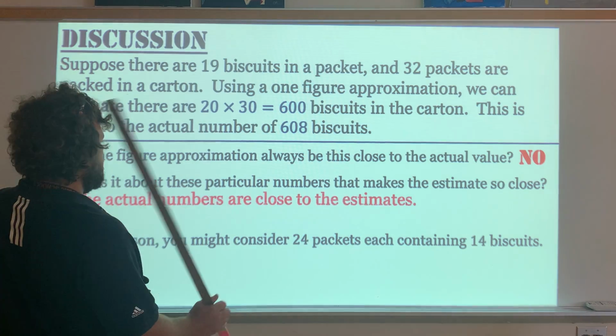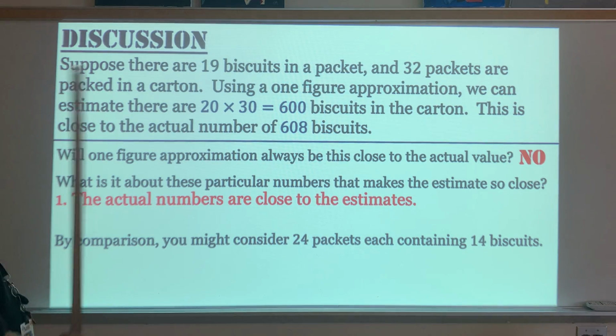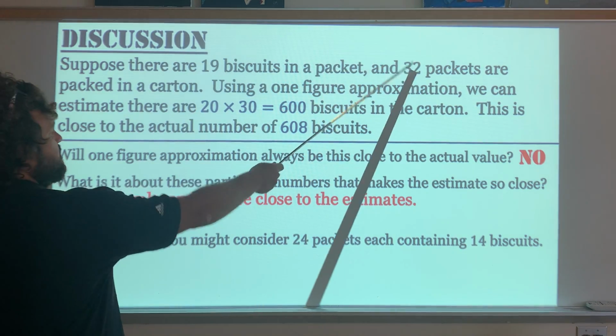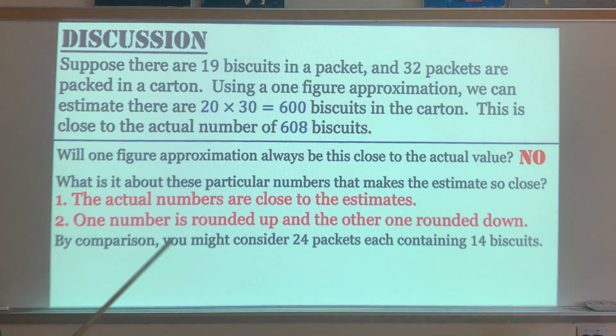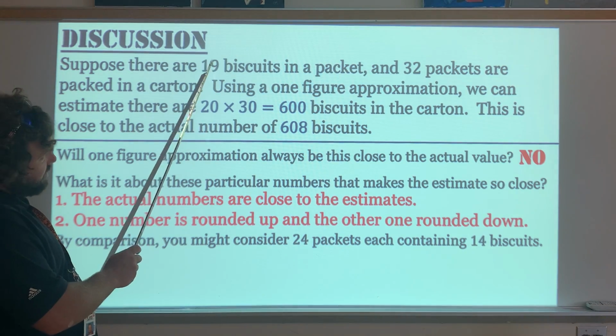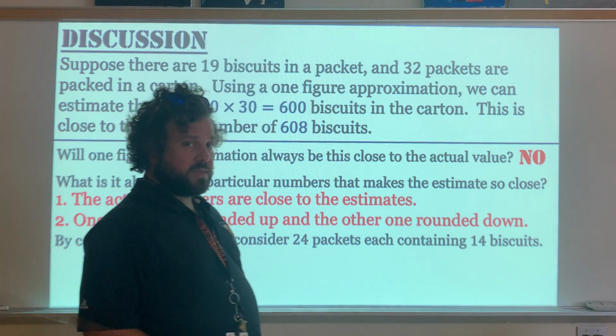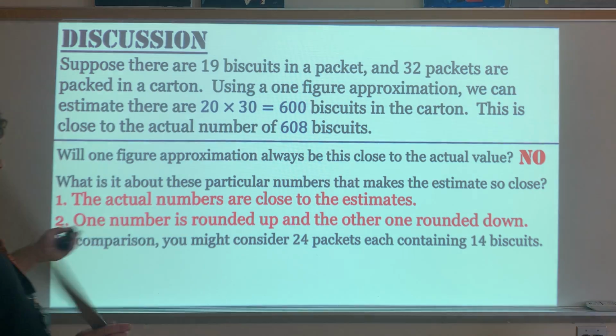All right, let's see. The actual numbers are very close. This is only 1 off, this is only 2 off to the estimates. Also, this number is a little less than the estimate. This number is a little bit more than the estimate. So that's what makes the actual answer pretty good.